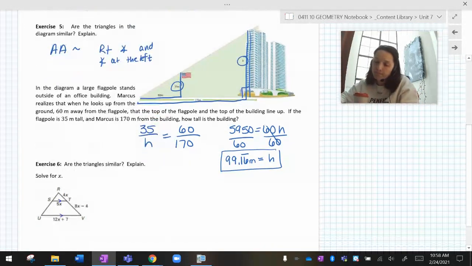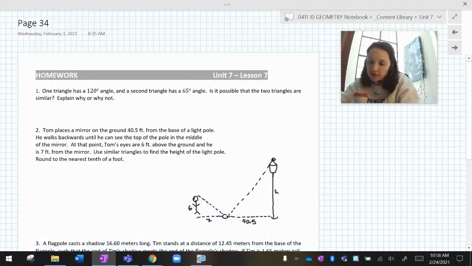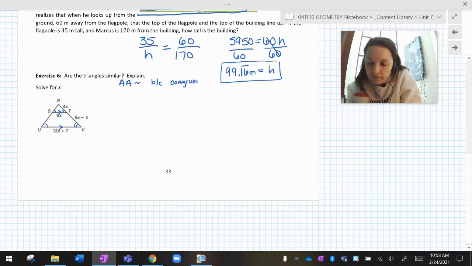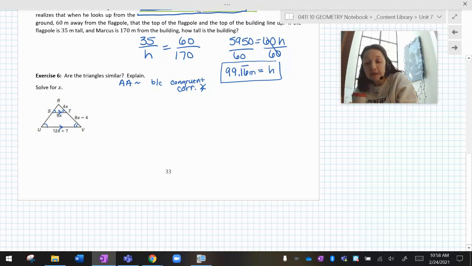Perfect. Last one, right? I think it's the last one. Are these triangles similar? Well, this arrow means that these lines are parallel. And if those lines are parallel, the corresponding angles would be congruent. So I see AA based on the corresponding angles. And if those triangles are similar, I know that their sides are proportional.